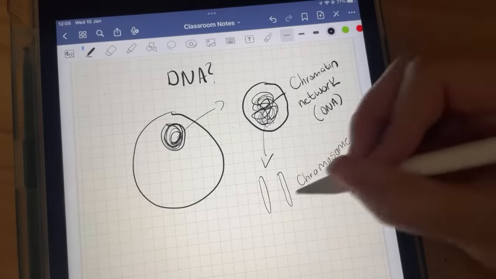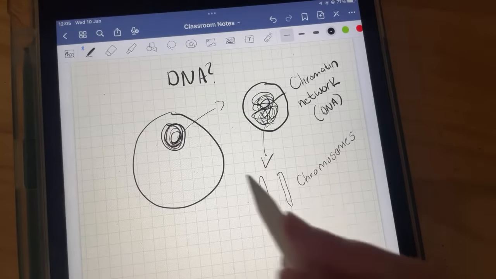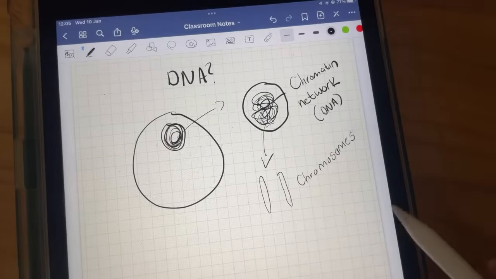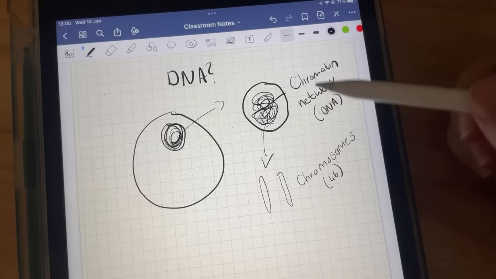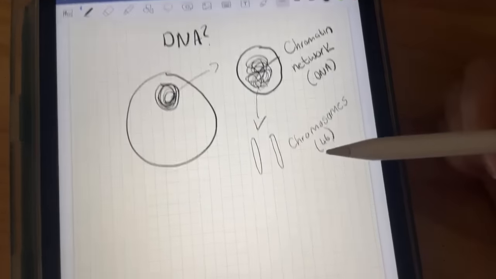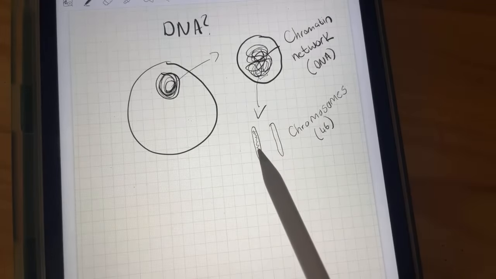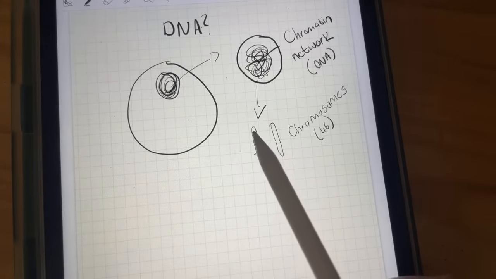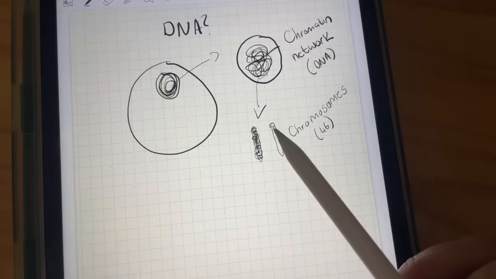Chromosomes only appear when we're going through replication, which means when we are making another cell. And you are going to have 46 of these chromosomes. What that basically means is we take the chromatin network and chop it up into 46 pieces and they condense. If you look really closely, one of these chromosomes is made up of a tightly compacted and condensed piece of the chromatin network. And so would this one be. You would have 46 of these.